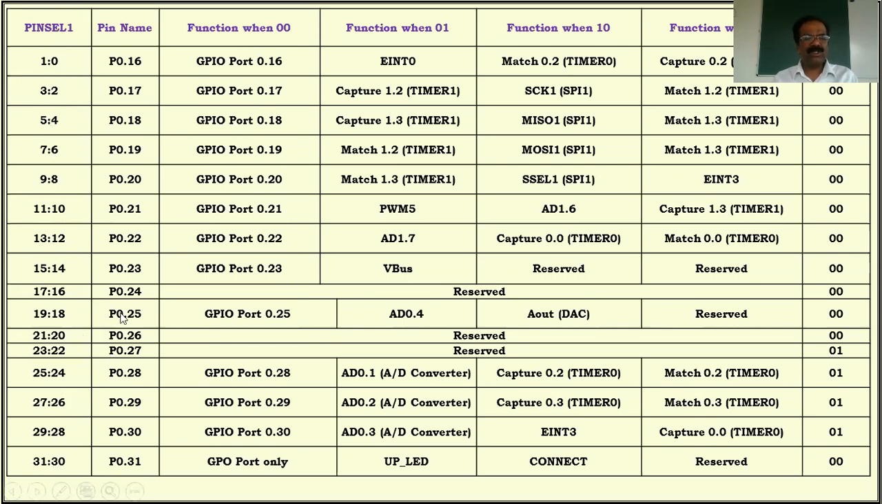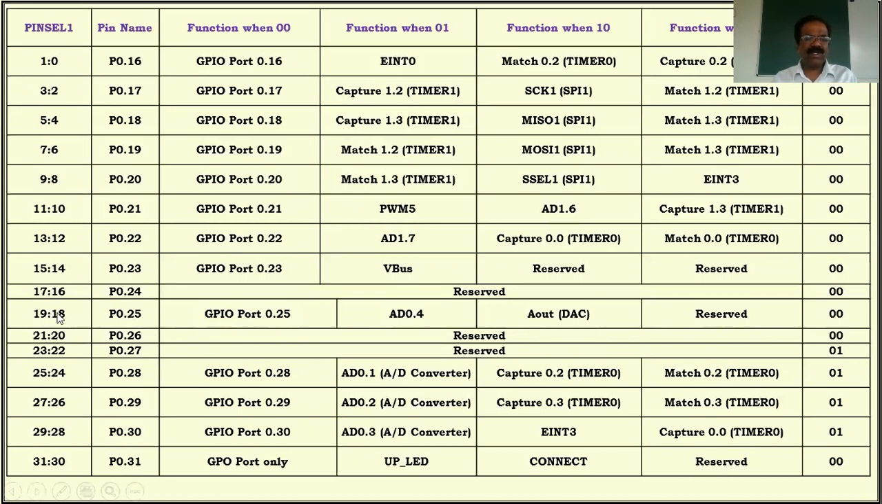In the same manner, assume we have P0.25. It is very important. In my case, I'm going to use P0.25 for DAC purpose, because we have to take the analog output at P0.25. We have to configure P0.25 as DAC output, analog output. Therefore, bit number 18 and bit number 19 of pin select 1 are used for selecting P0.25.